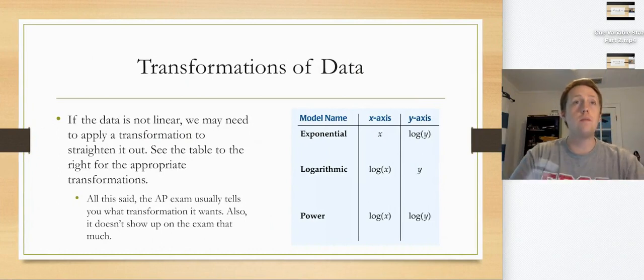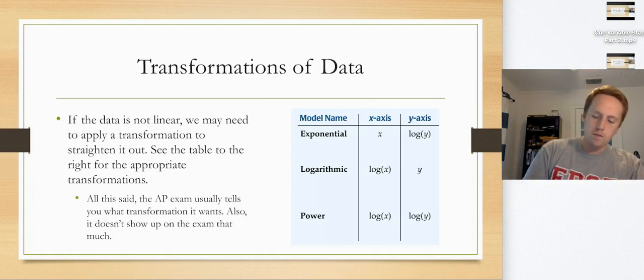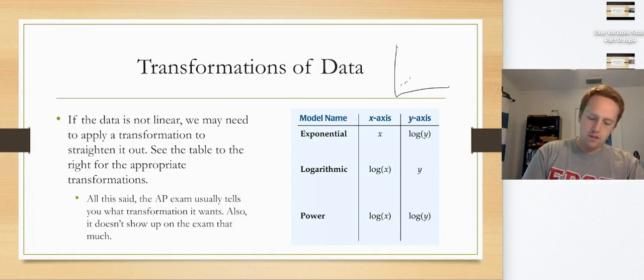Transformations of data. Sometimes, like we were talking about two slides ago, not even 45 seconds ago, a linear model is just not appropriate. Like if my data, that's an eraser, not a pen, my data looks like that. Clearly that does not align. Okay, maybe it's not that clear, but that's supposed to be an exponential model. So there are all these transformations that we can do to straighten out the data.